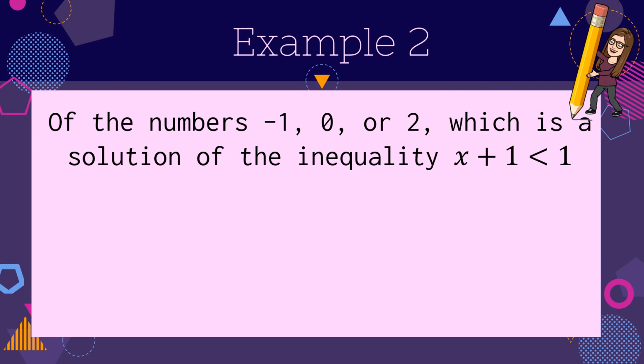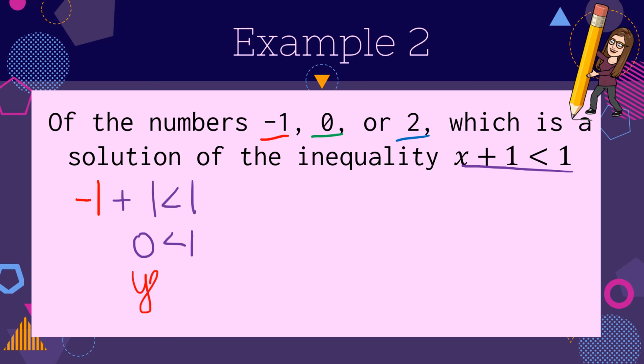Let's try another one. We have 3 numbers, and we're going to plug each number in for x and see if it's true or false. Let's start with -1. I'm going to replace the x with -1 and bring everything else down. I'm using my statement here. -1 plus 1, that's 0. Is 0 less than 1? It is. That's good. That's true. Yes, -1 is a solution.